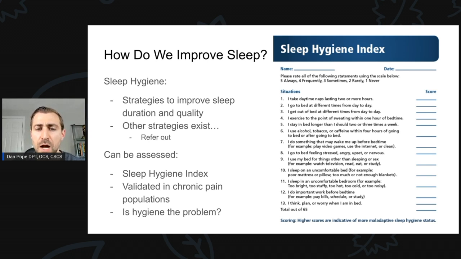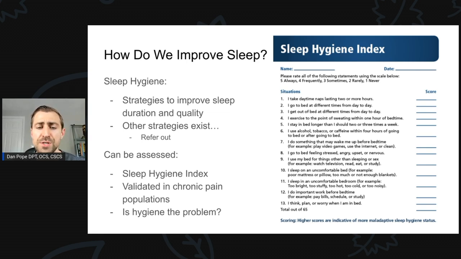Number 6, I use alcohol, tobacco, or caffeine within 4 hours of going to bed or after going to bed. Number 7, I do something that may wake me up before bedtime. For example, playing video games, using the internet, or cleaning. Number 8, I go to bed feeling stressed, angry, upset, or nervous. Number 9, I use my bed for things other than sleeping or sex. For example, watching television, reading, eating, or studying. You basically want to make sure that your bedroom is used for sleeping, and that's it.